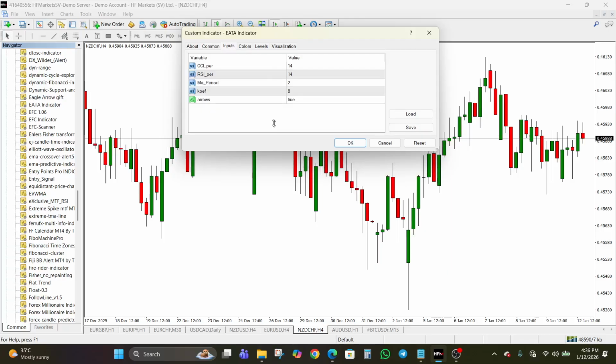As for your input settings, you can see the default settings here for your CCI period, your RSI period, your MA period, your coefficient or coef, and then your arrows, right? If you want arrows to be enabled, you leave it on true. If you want it disabled, you put it at false.